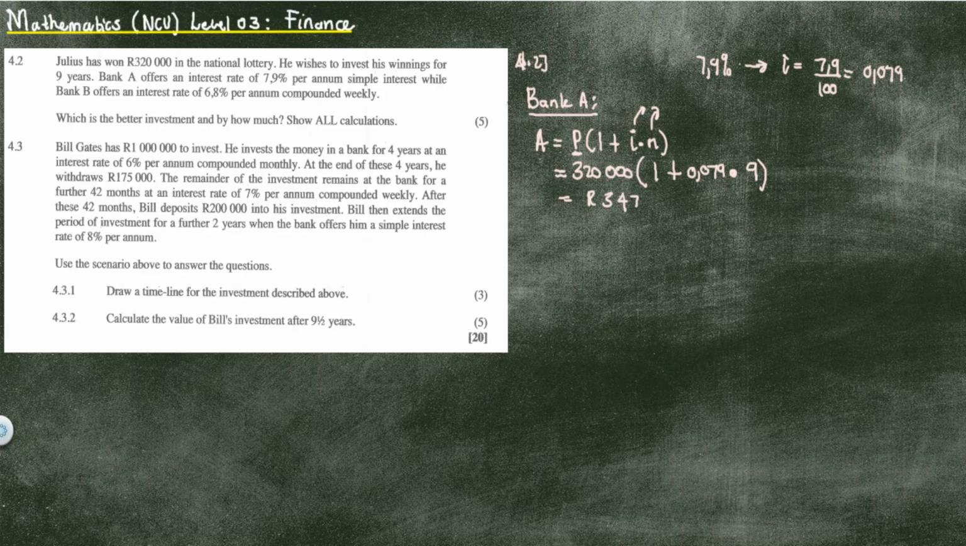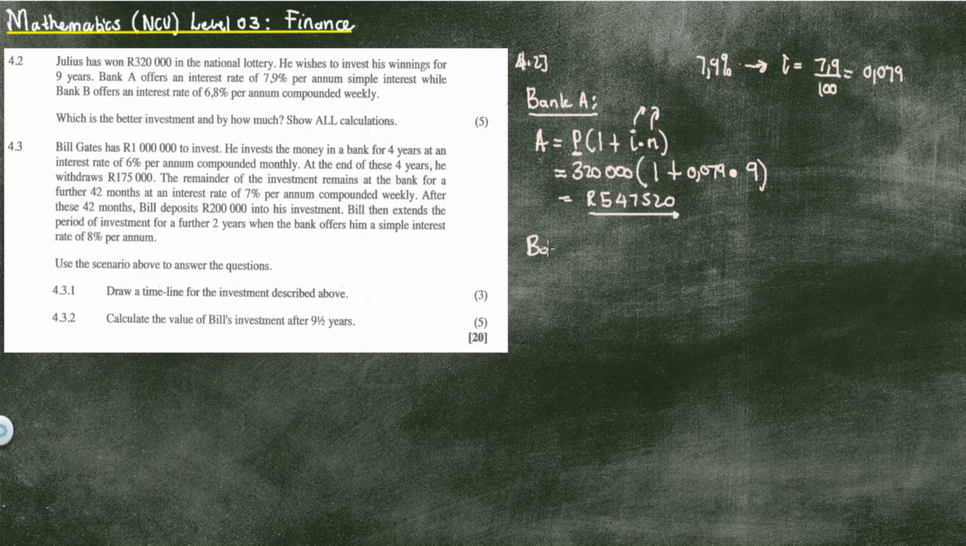547,520. This is the amount. This is the accumulated amount. After 9 years, this is what I will have in the bank.